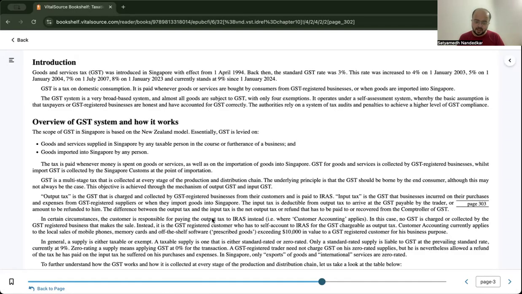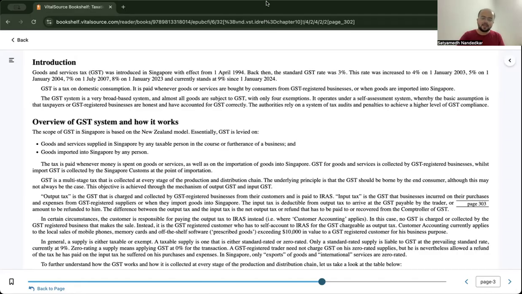In certain circumstances, the customer is responsible for paying the output tax to IRAS. In this case, no GST is charged or collected by the GST registered business that makes the sale. Instead, it is the GST registered customer who has to self account to IRAS for the GST chargeable as output tax. Customer accounting currently applies to the local sale of mobile phone, memory card, and off-the-shelf software exceeding $10,000 in value to a GST registered customer for his business purpose.